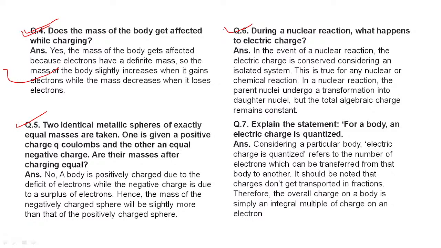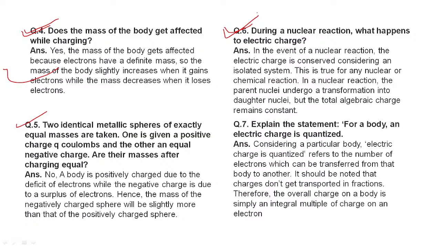Now, question number 6. क्या कह रहा है? समझो. During a nuclear reaction, what happens to electric charge? न्यूक्लियर रिएक्शन के दौरान इलेक्ट्रिक चार्ज के साथ में क्या होता है? In the event of a nuclear reaction, the electric charge is conserved considering an isolated system. This is true for any nuclear or chemical reaction. In a nuclear reaction, the parent nuclei undergo a transformation into daughter nuclei, but the total algebraic charge remains constant. टोटल एल्जेब्रिक चार्ज कांस्टेंट रहता है, कुछ भी घटता या बढ़ता नहीं है.